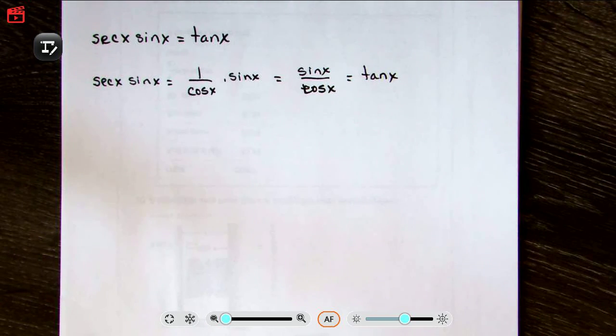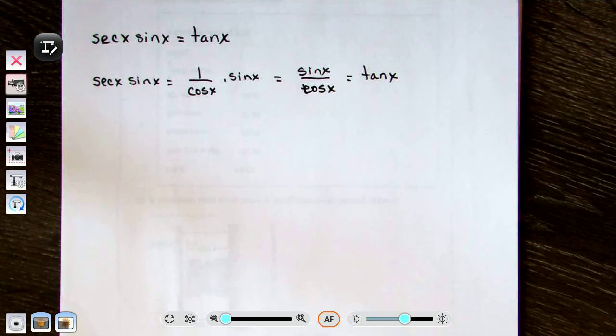I am going to stop the video here, and we're going to come back and do 1, 2, 3, 4 more of these proving the identities, so you can see a few more examples.